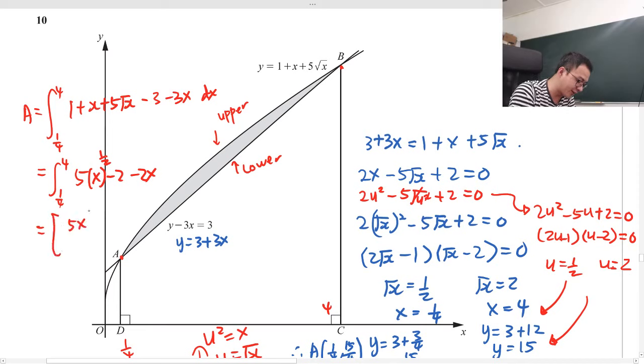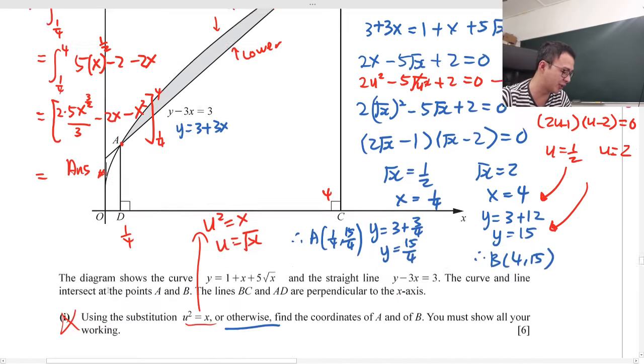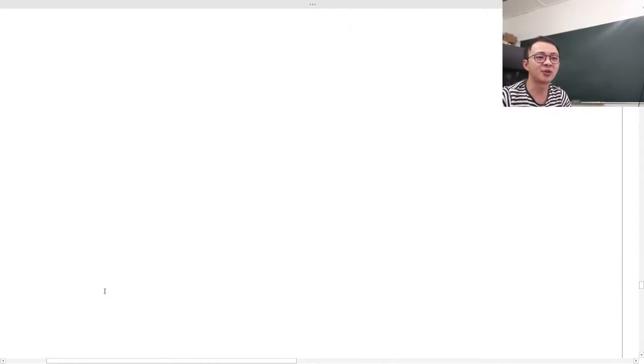So this is 5x to the power 3 over 2, over 3 over 2. So 2 I will multiply here. Minus 2x squared over 2, so it becomes x squared, from 1 over 4 to 4. Then the next thing you do is substitute the 4 into all the x's here, minus you substitute 1 over 4 into all the x's, and then you will get the final answer. I'm not going to do the simple calculation because this is how you will do it. So I will skip this question.